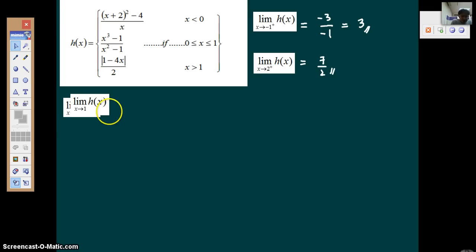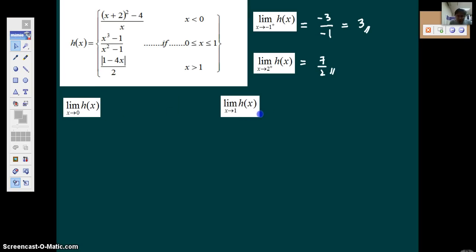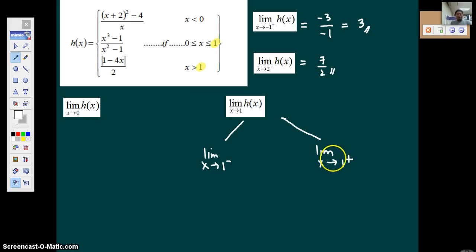Then next, what is the limit of h of x as x approaches 1? Now we know that 1 is critical to the condition. It is in the function, critical to the condition. So we need to get the limit as x approaches 1 from the left, as well as the limit as x approaches 1 from the right. It is implied that we get the left-hand and the right-hand limit if we approach a value that is critical to the condition.